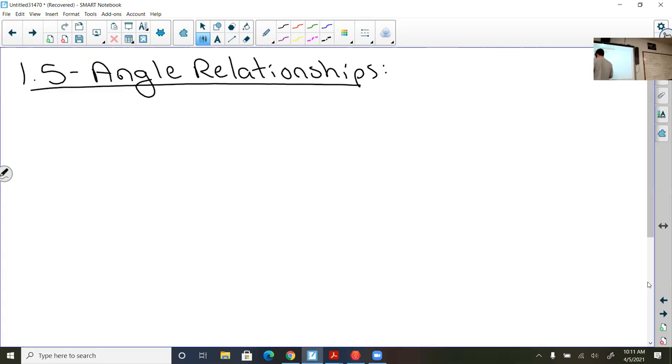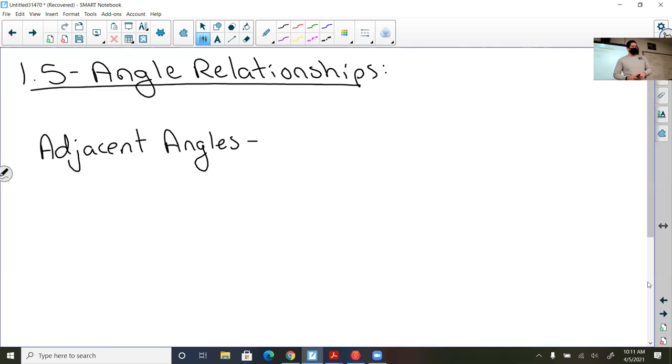All right, so the first thing that we're going to do is adjacent. Those who may know what an adjacent thing is, that means that it is next to. Right now I am adjacent to the smart board because I am next to the smart board. I am not adjacent to the door across the room because I'm not next to it. It's the same thing with angles. It's angles that are right next to each other. If they are adjacent, that means they share a vertex and they share at least one side.